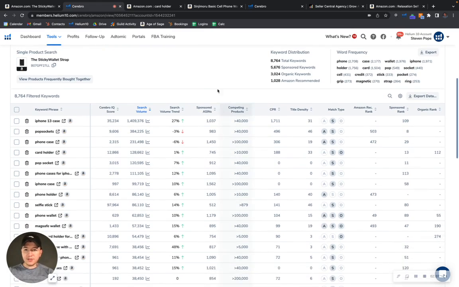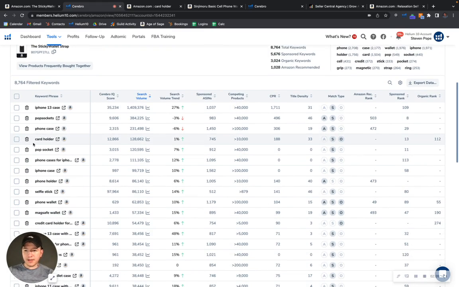So I actually took one of the keywords here: keyword card holder, right? You're ranking organically 112 and you're paying to be in position 13. Organically, you're ranking very low, so you're not being seen. With advertising, at least you're being seen.